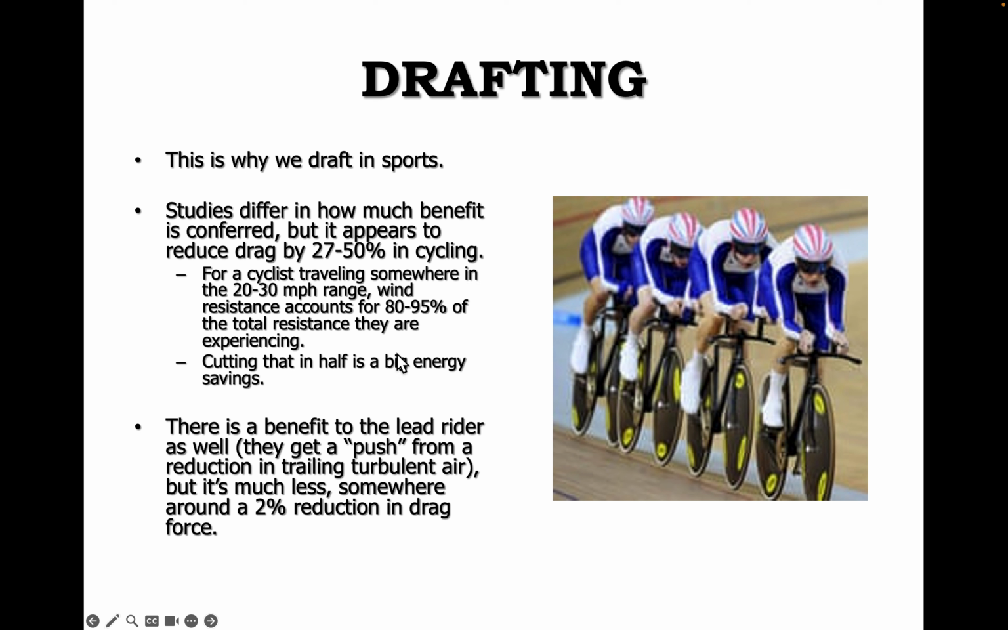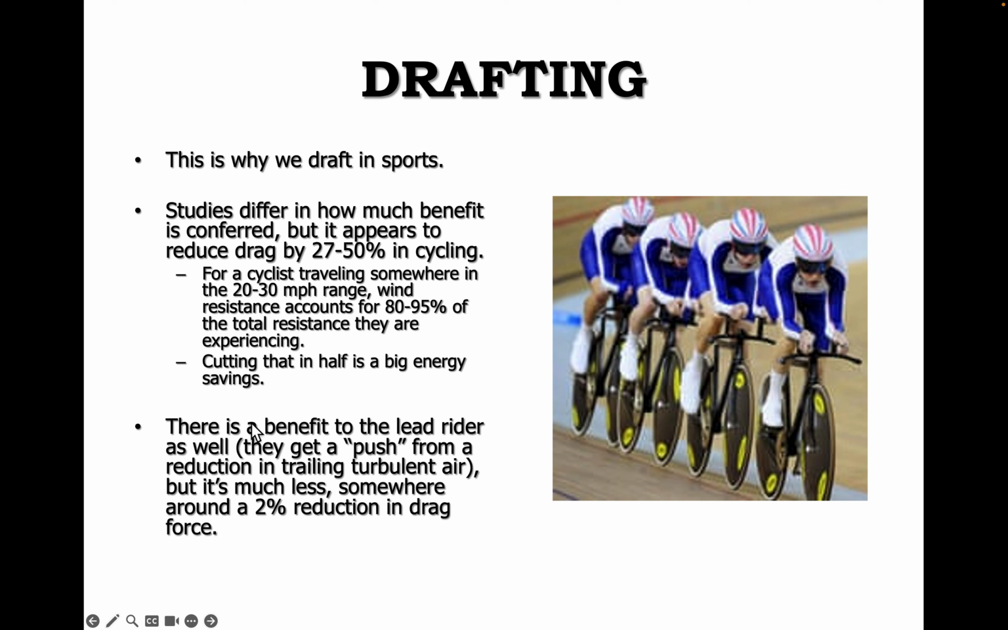If you were looking at a cyclist traveling at 20 to 30 miles per hour, wind resistance is going to account for 80 to 95% of the total resistance they are experiencing. So if we can cut the amount of resistance these cyclists are experiencing by up to 50%, that means the riders drafting off of the lead rider are going to save a ton of energy.